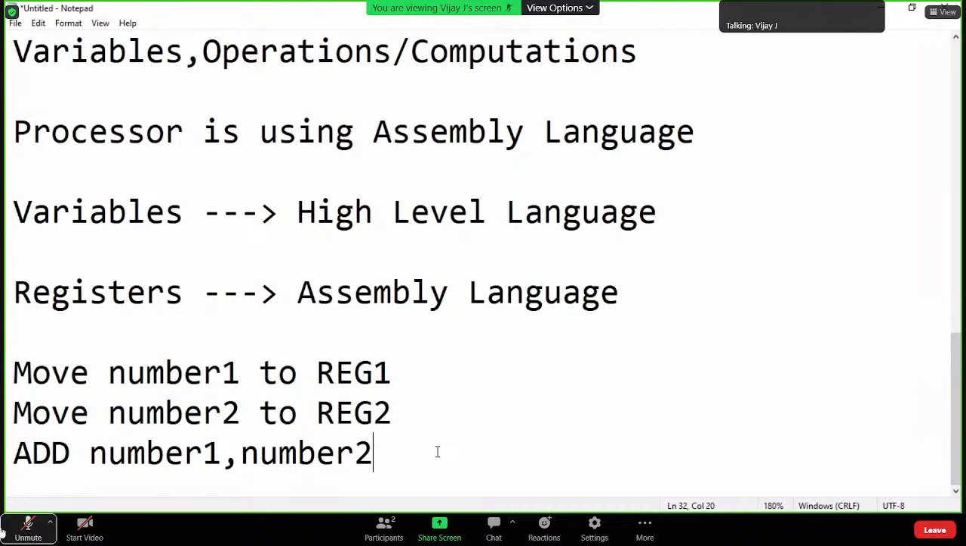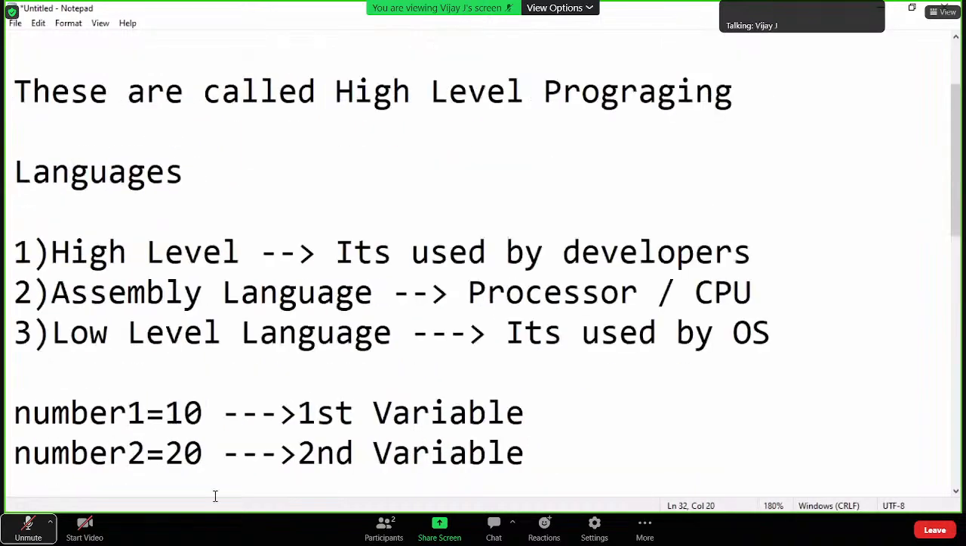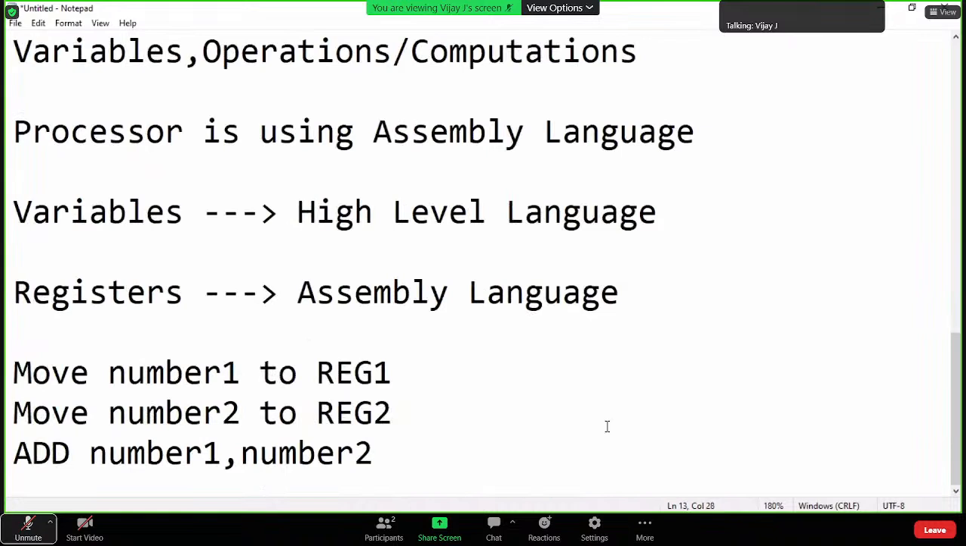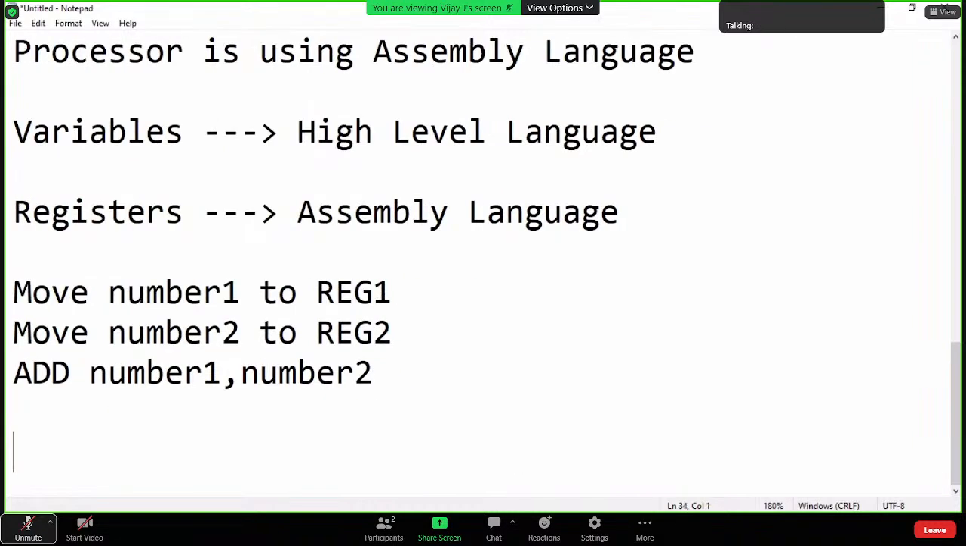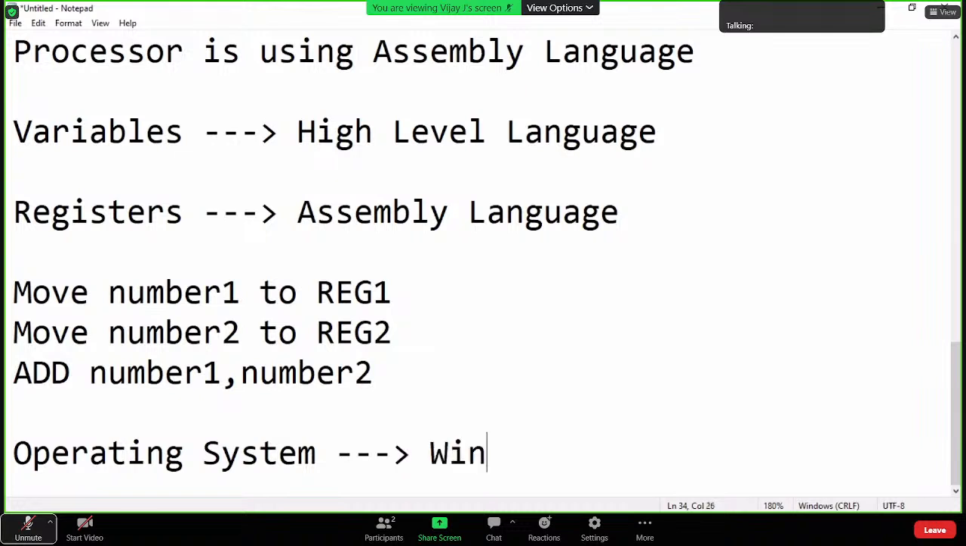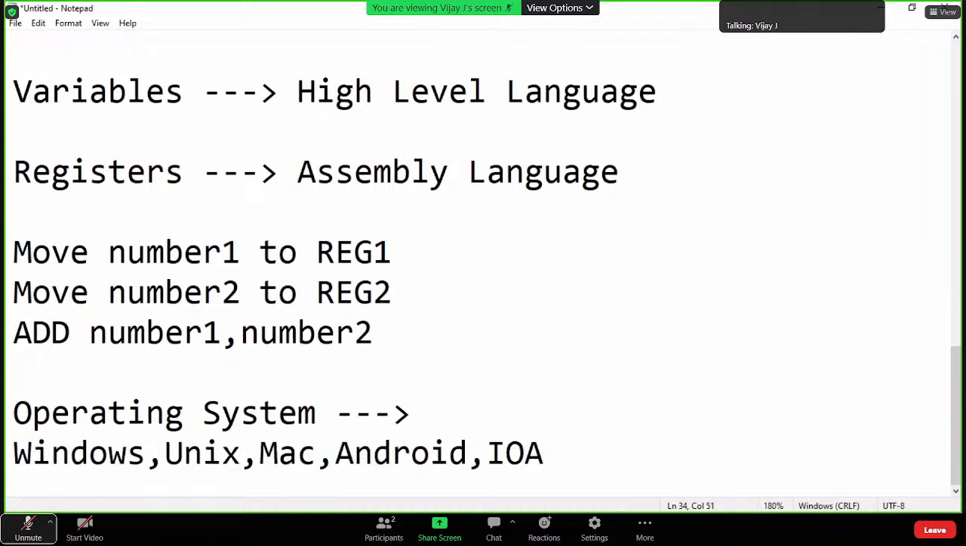Okay, yeah. And what is the third level? In the third level, we are giving the same program to the operating system. Clear? When we talk about operating systems, we can find Windows, Unix, Mac, Android. Even Android is an operating system, which we use in mobile phones. We can also find iOS, etc. We find so many operating systems.